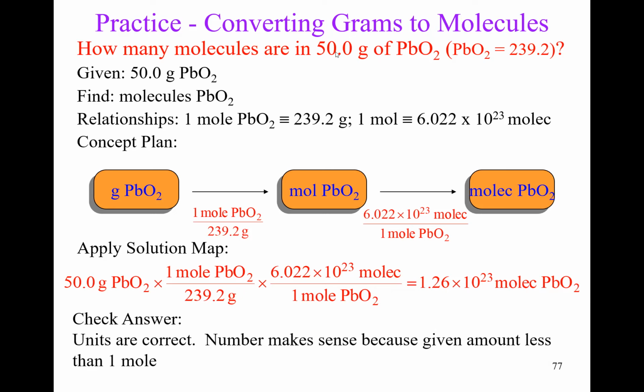So this one: how many molecules are in 50 grams of lead oxide? We want to know how many molecules. Well, first, let's get out of grams. The molar mass does that for us. Then we're in moles, but that doesn't get us to molecules. Avogadro's number does. So moles of lead on the bottom and Avogadro's on the top.